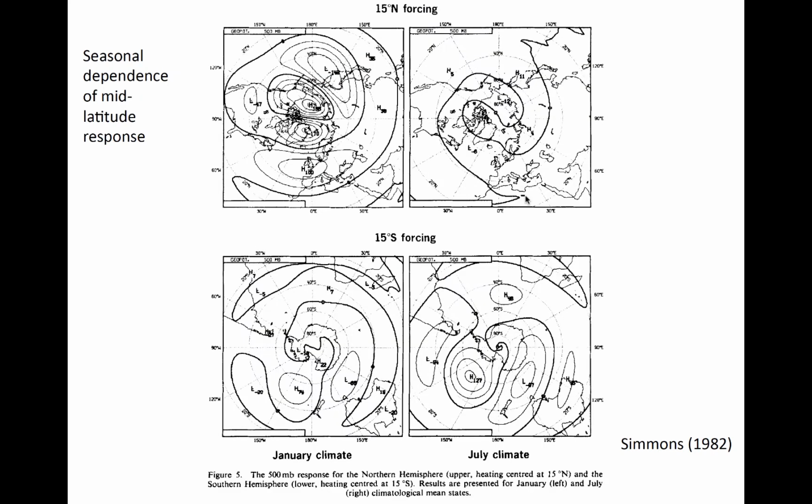Interestingly, the response to heating had seasonal dependence in the model. On the left are geopotential anomalies caused by heating at 15 north and 15 south in January, and on the right is the same for July. The geopotential response is maximized for the heating in the same hemisphere during the winter. So if I put the heating at 15 north, I get a northern hemispheric response during January, and in the winter in the southern hemisphere, I get the maximum response when I put the heating at 15 degrees south.